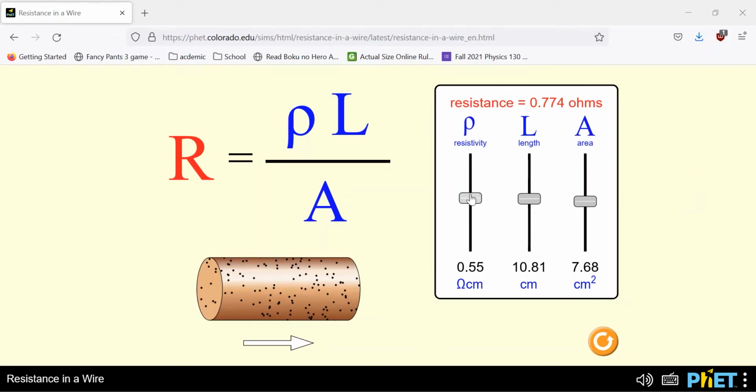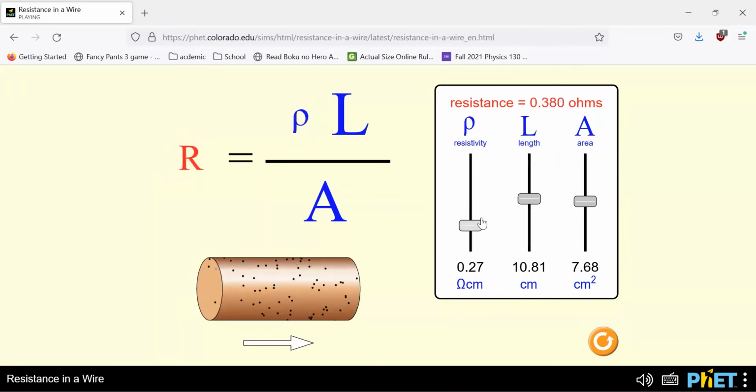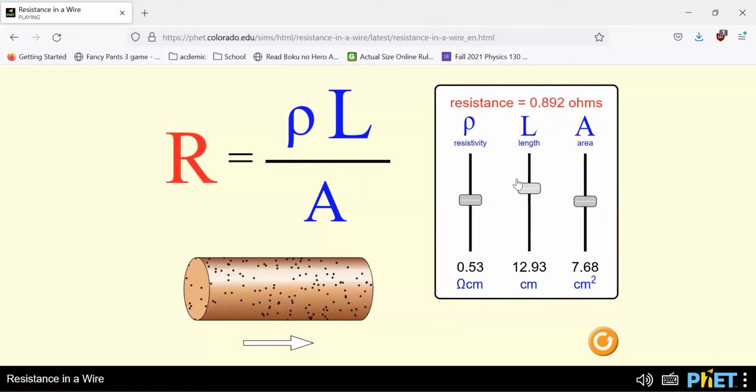And then for the actual sliders, you get to increase or decrease the value and get to see how that affects the resistance on the left side. So it'll grow or shrink accordingly. So that was with the resistivity, for the length.